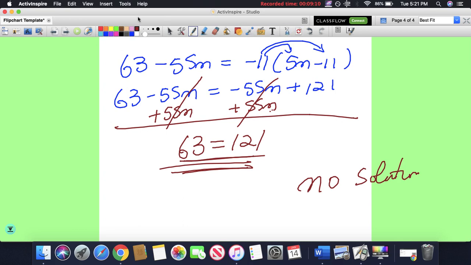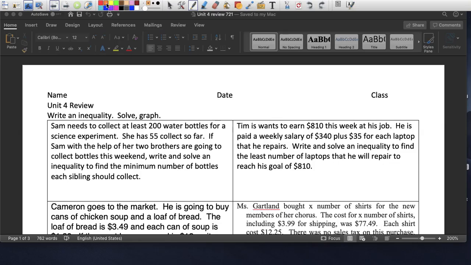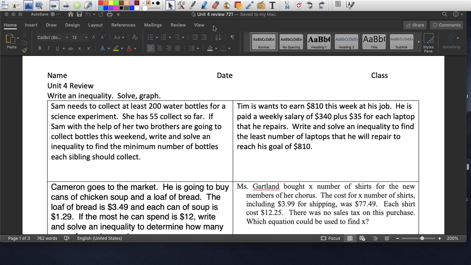Okay, so let's get to your review sheet. Your first word for your bonus is going to be summer. Okay, summer is going to be your first word. There's quite a few, 3 words. Summer is the first word.